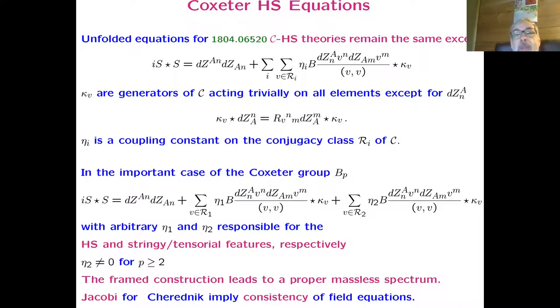Okay, and this implies gauge symmetries and formal consistency, and you can analyze interactions at every order and so on and so forth. Now there are two coupling constants associated with the two conjugacy classes, eta1 and eta2. And they play different roles. So eta2 is, as before, as it was in the higher spin theory, more or less the same, plays the same role.